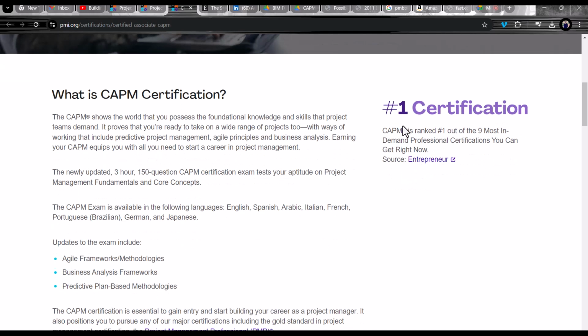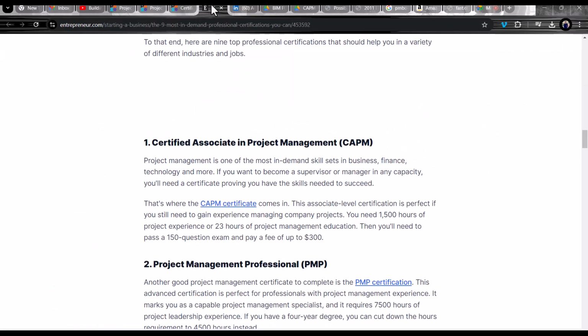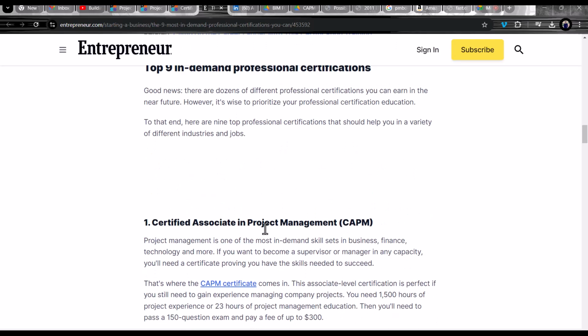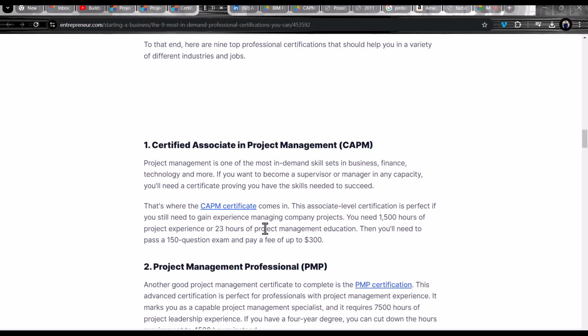As you can see over here, this is the number one certification among the most demanded professional certifications. You can even verify this from the website Entrepreneur. I have opened it directly for you. If you click on the website, you can see that CAPM is the number one professional certification anyone is demanding in the industry right now. You might be thinking, sir, there is a Revit certificate exam also, Revit Architecture, Revit Structure. Is it not demanding? Is it not required in the industry?